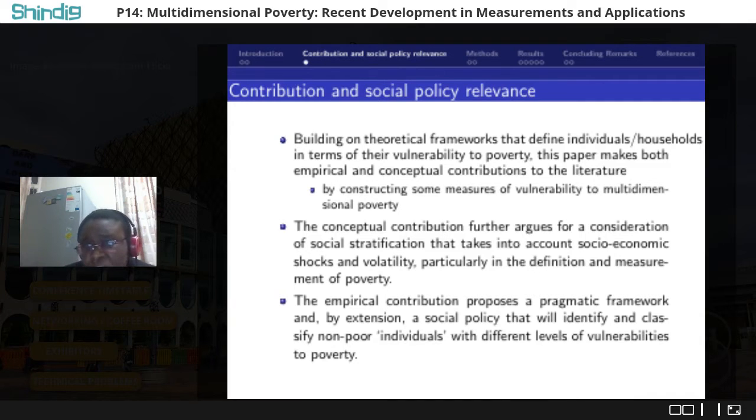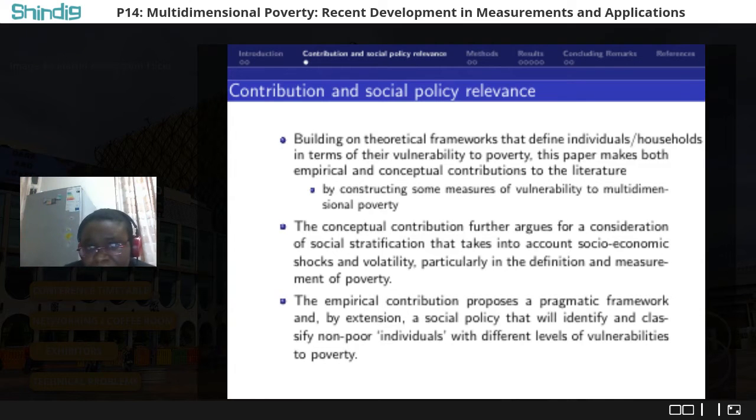The conceptual contribution argues for a consideration of social stratification that takes into account socioeconomic shocks and volatility, just like we are witnessing right now with the COVID-19 pandemic, particularly in the definition and measurement of poverty, because a lot of emphasis is always on the poor, and little is said about those that are actually vulnerable, that narrowly miss the threshold. The empirical contribution proposes a pragmatic framework and, by extension, a social policy that will identify and classify individuals with different levels of vulnerability to poverty, even within the context of multidimensional poverty.